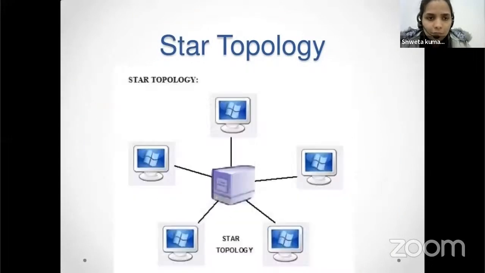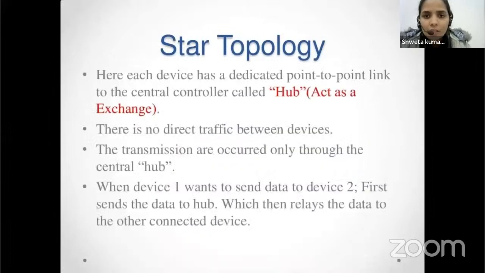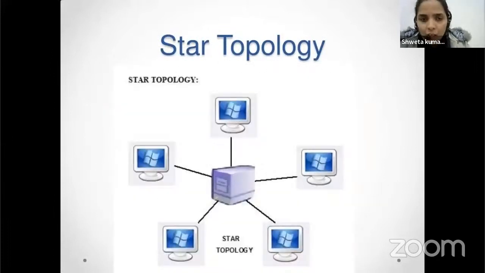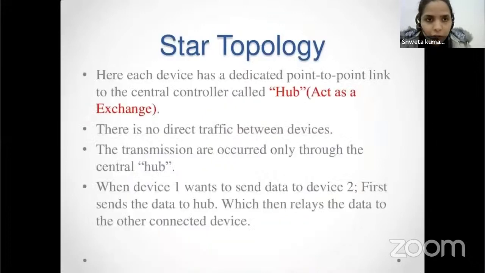Next, I think I have explained it here. Star, as we can see, we have a central hub and every other node is connected through it. Here, each device has a dedicated point-to-point link to a central controller called hub, which acts as an exchange. If our hub gets damaged, the whole network will get damaged. There is no direct traffic between the devices. The transmission occurs only through the central hub. When device 1 wants to send data to device 2, it first sends the data to the hub, which then relays the data to other connected devices.